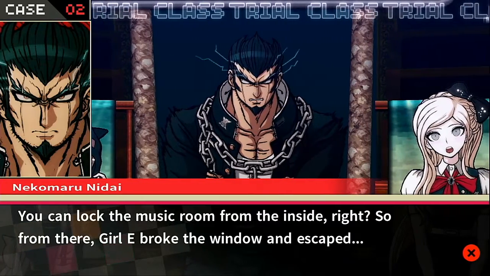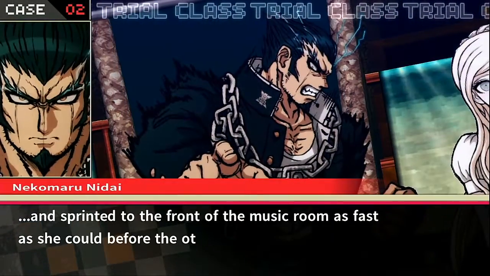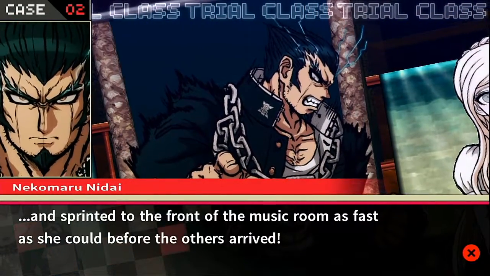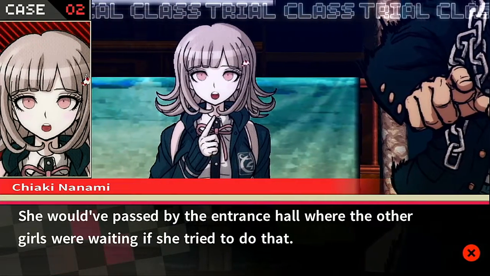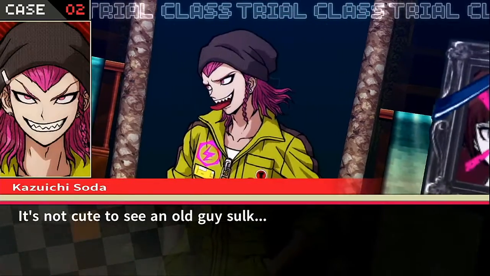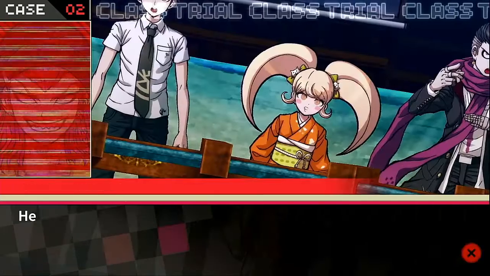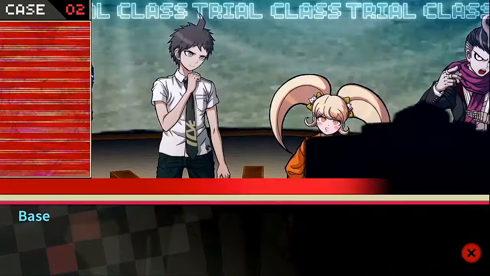So from there, Girl E broke the window and escaped, and sprinted to the front of the music room as fast as she could before the others arrived. She would have passed by the entrance hall where the other girls were waiting if she tried to do that. Then, forget this! It's not cute to see an old guy sulk. Hey, is Girl E really the killer? We haven't reached an answer yet.